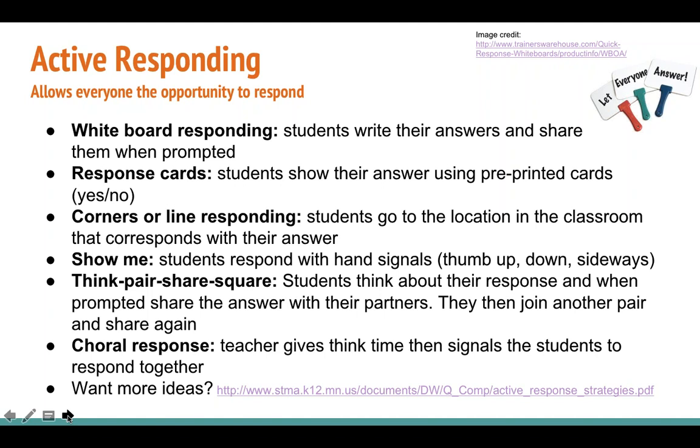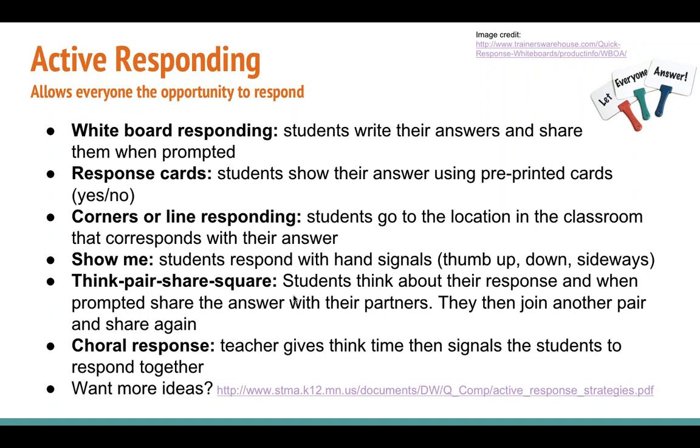Response cards, you can have pre-printed cards. On one side have yes, the other side have no, and have them hold them up. That can be done with two cards, or A, B, C, and D if you're practicing multiple choice games or questions. Corners or line responding, you can have students go to different corners to answer. So you can say back left corner is A. So everyone who thinks that A is the right answer, they can move to that corner and so forth.